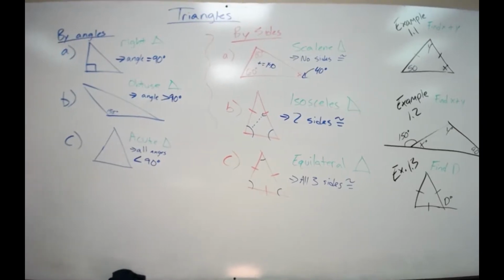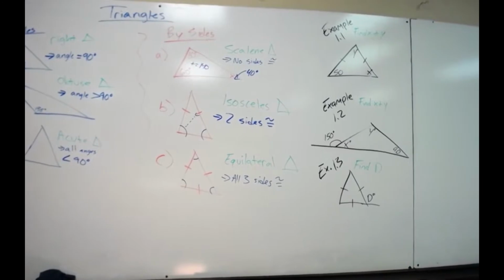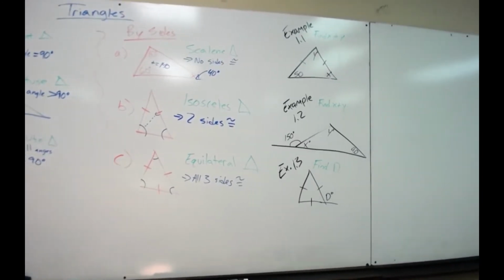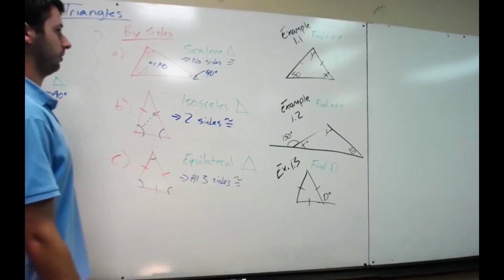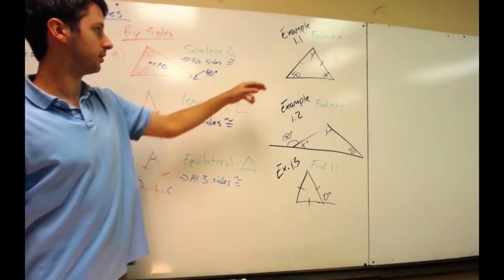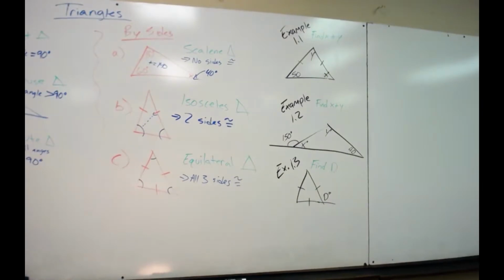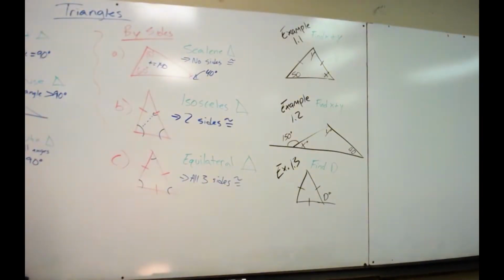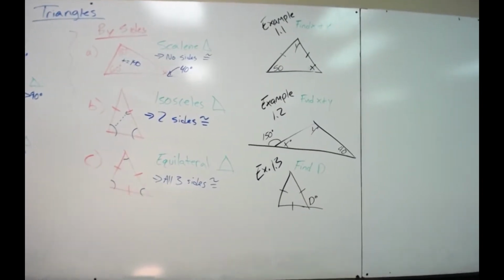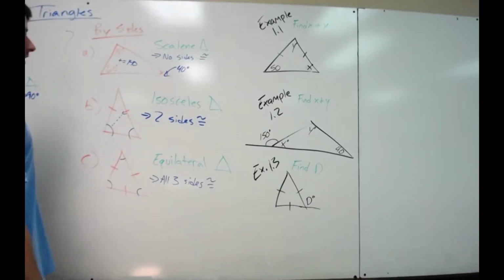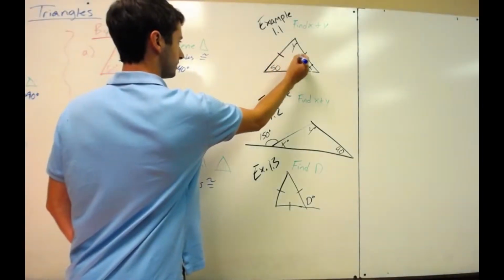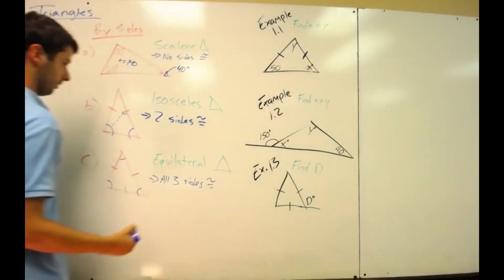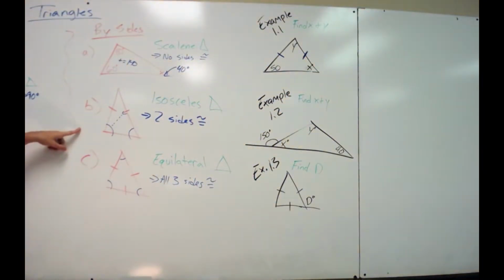Now let's look at a couple of examples using some algebra here. Using what we know from triangles, we know that triangles add up to be 180 degrees. And so in example 1.1 on page 24, it says to find x and y. And it only gives us this 50-degree angle. Now, how can we solve if we only have one angle? Well, it gives us actually one other thing, and it gives us these two tick marks. Since it gives us these two tick marks, we know that the triangle is isosceles.